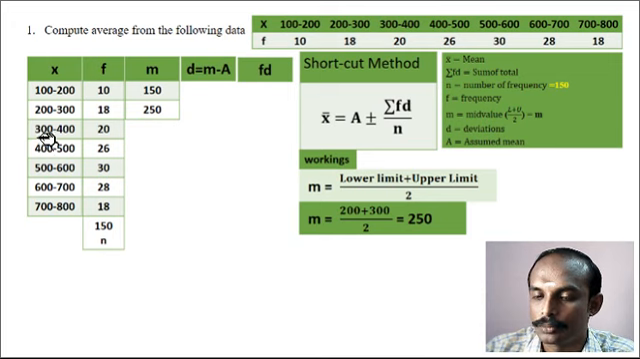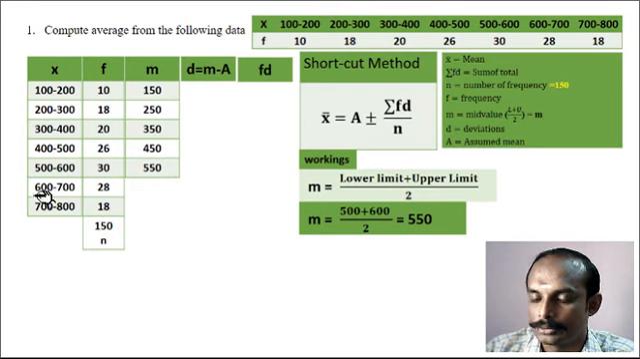And next class interval 300 to 400. Therefore, 300 is the lower limit, 400 is the upper limit. Therefore, 300 plus 400 divided by 2 is equal to 350. And next class interval 400 to 500. Therefore, 400 plus 500 divided by 2 is equal to 450. And next class interval 500 to 600. Therefore, 500 plus 600 divided by 2 is equal to 550.